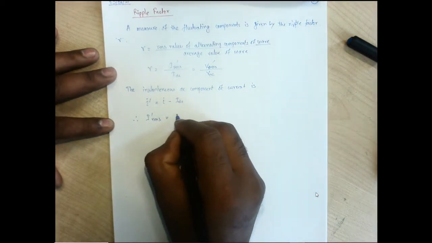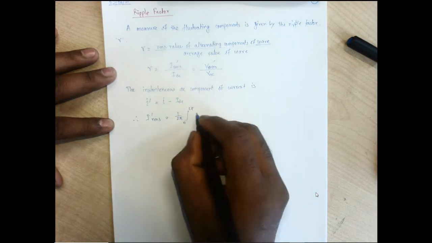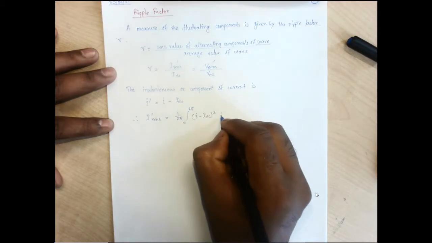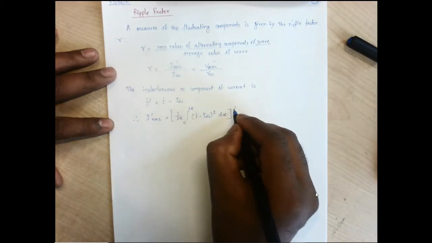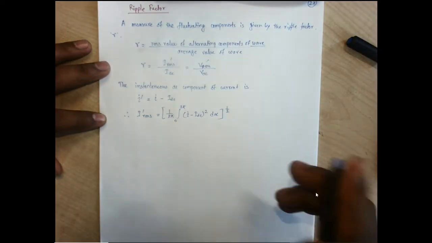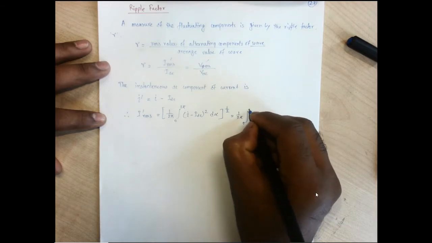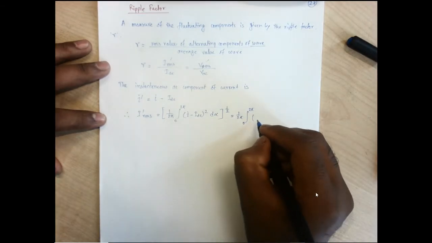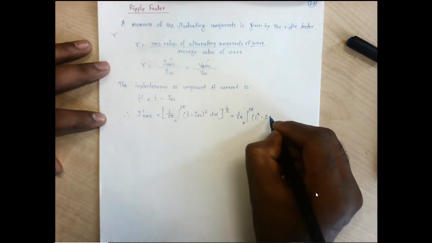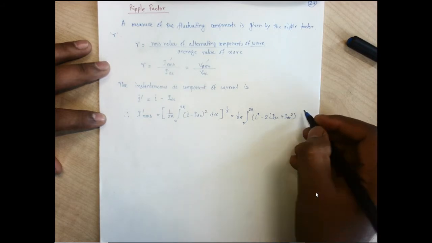It is (1 by 2 pi integration 0 to 2 pi of (I minus IDC) whole square d alpha) to the power half. So we'll simplify this one and take the integration. If we simplify, it comes out as I square minus twice I IDC plus IDC square d alpha.